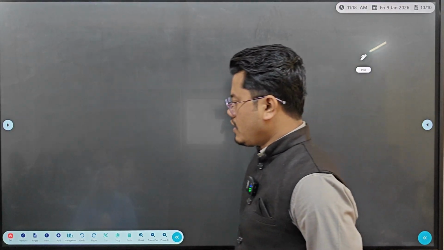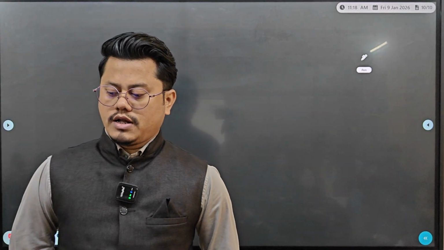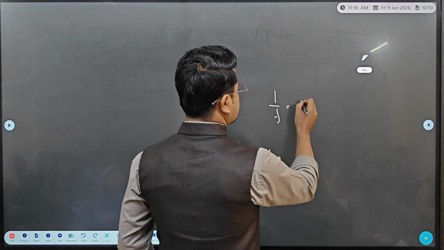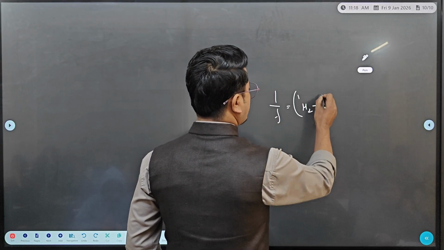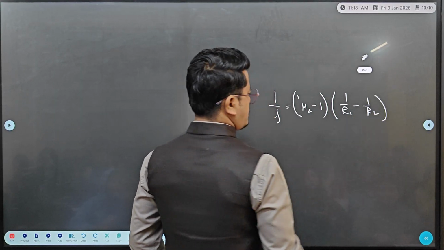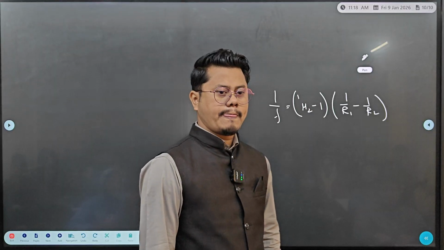Okay, so let's start now. What we have done yesterday? Lens maker formula, right? So what we have got? 1 by f is (mu 2 minus 1) into (1 by r1 minus 1 by r2). This was the lens maker formula we got.